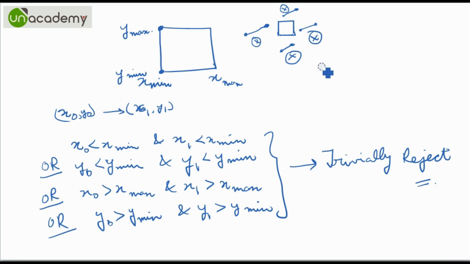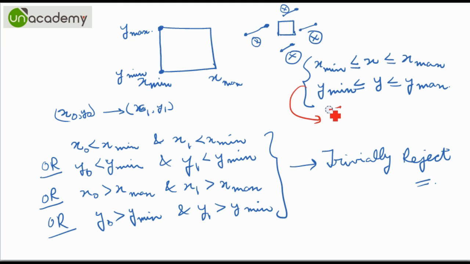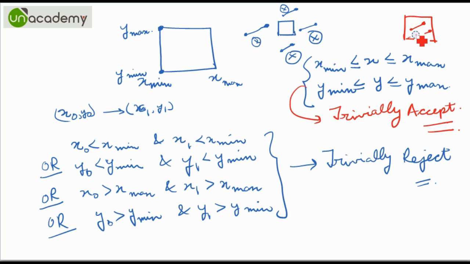When do we trivially accept? If x lies between x minimum and x maximum, and y lies between y minimum and y maximum, then in these cases we trivially accept. Why? Because these cases will be inside the window completely. For the rest of the cases, like this case or this case or this case, we will see what we will do.